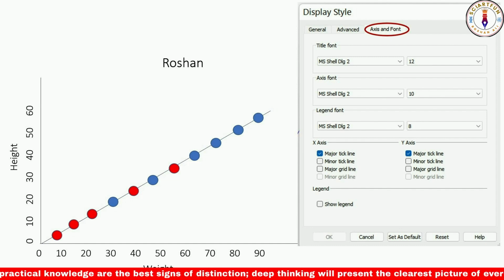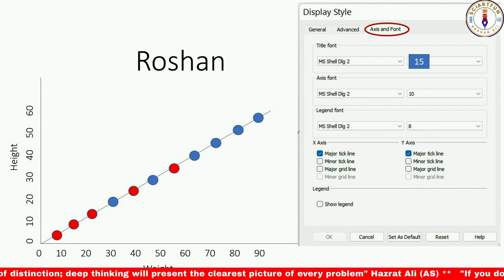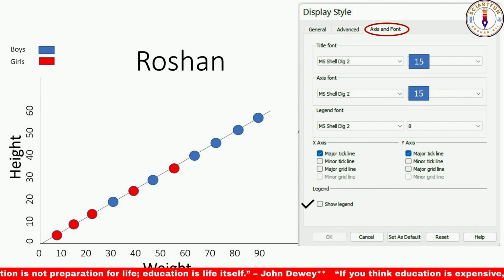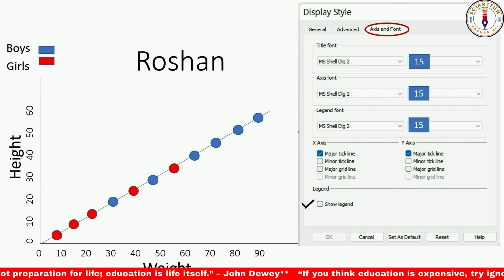First, let's start with title font control. It has two options: the font type and font size. The default size is 12 here. Let's increase it to 15 suppose. The title size will increase now. Now let's increase the axis font. The axis font sizes are now increased. Now let's check show legend box so that legend box is visible. Now let's try to change the font size of legend text. It is now increased in size.